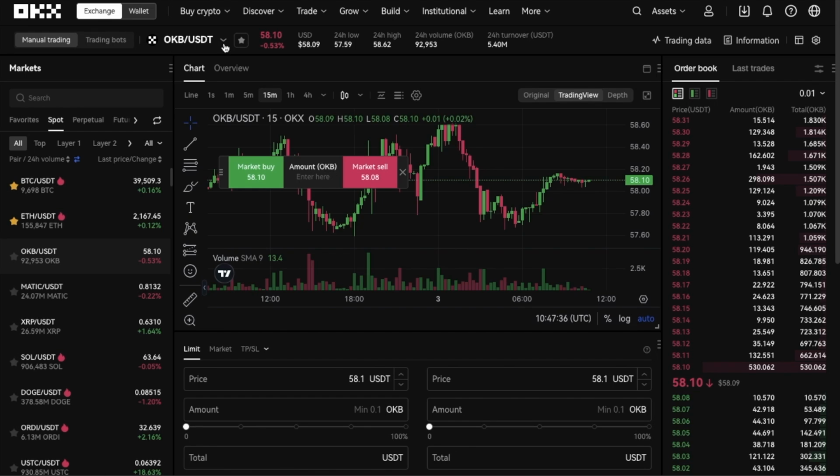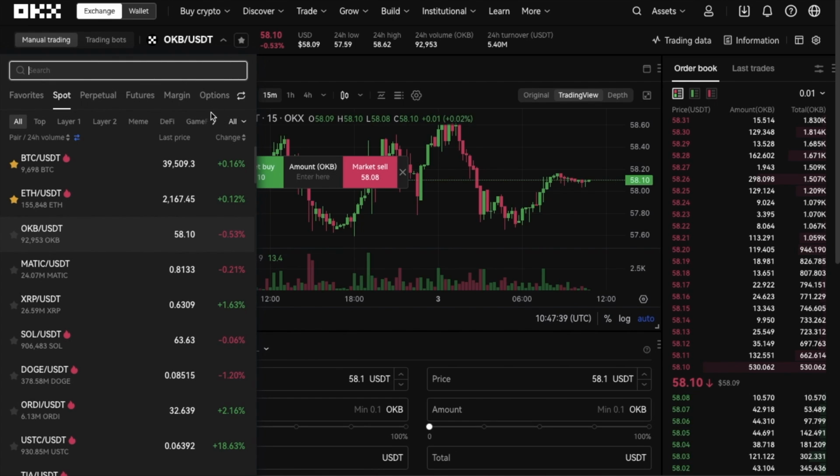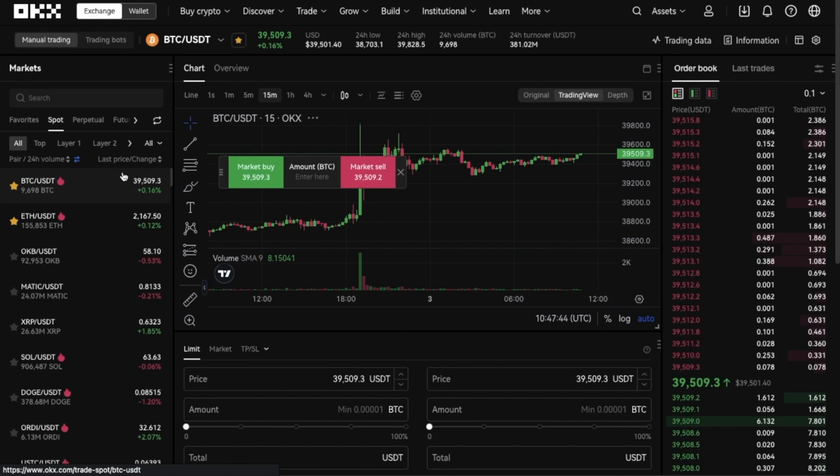When I click onto the drop down here, I can view all the available trading pairs, which, as I explained earlier, is what you're trading from and to. And I'm going to be trading USDT for BTC. So I'm going to select that pair, and then all of the screens then reflect this pairing.